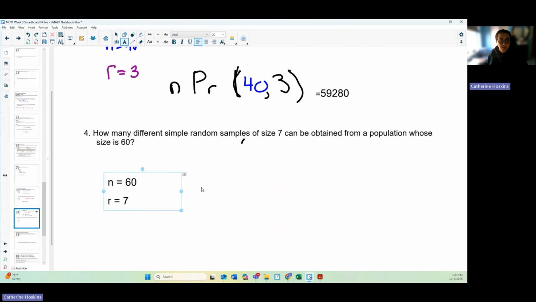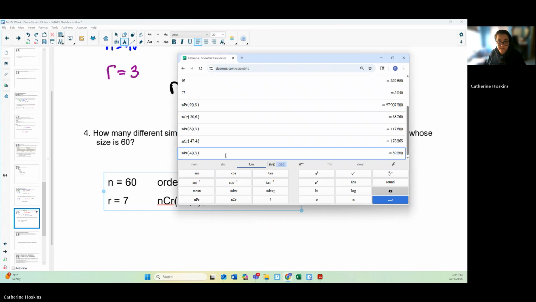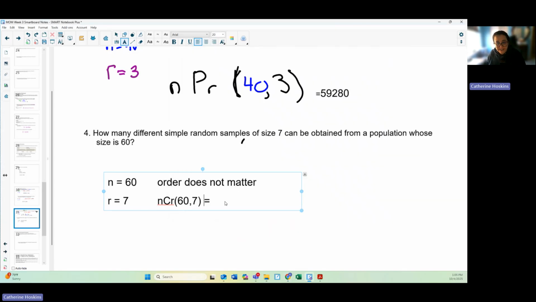In this case, as we look at it, what you will see is that order doesn't matter. We're just going to make a couple different groups. So order does not matter. When order does not matter, we are going to use our combinations. So I'm going to say nCr, parentheses 60, comma 7 in Desmos. I end up with 386,206,920 different ways to get simple random samples of size 7 from a population of size 60.